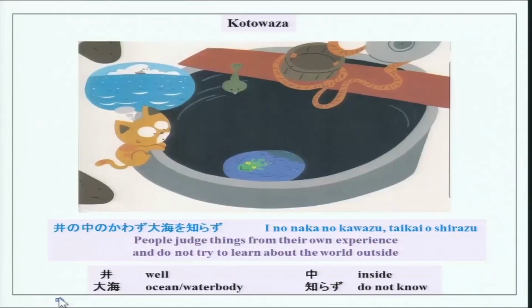So, well, for us also here, we are doing Japanese, we should learn as much as we can and not be very happy and content that this is all. There is much more to learn, many more things to know about. So, we should all try to do that. I is a well, taikai is ocean or a water body, naka you already know, and shirazu means do not know. So, well, there are lots and lots of things to learn.